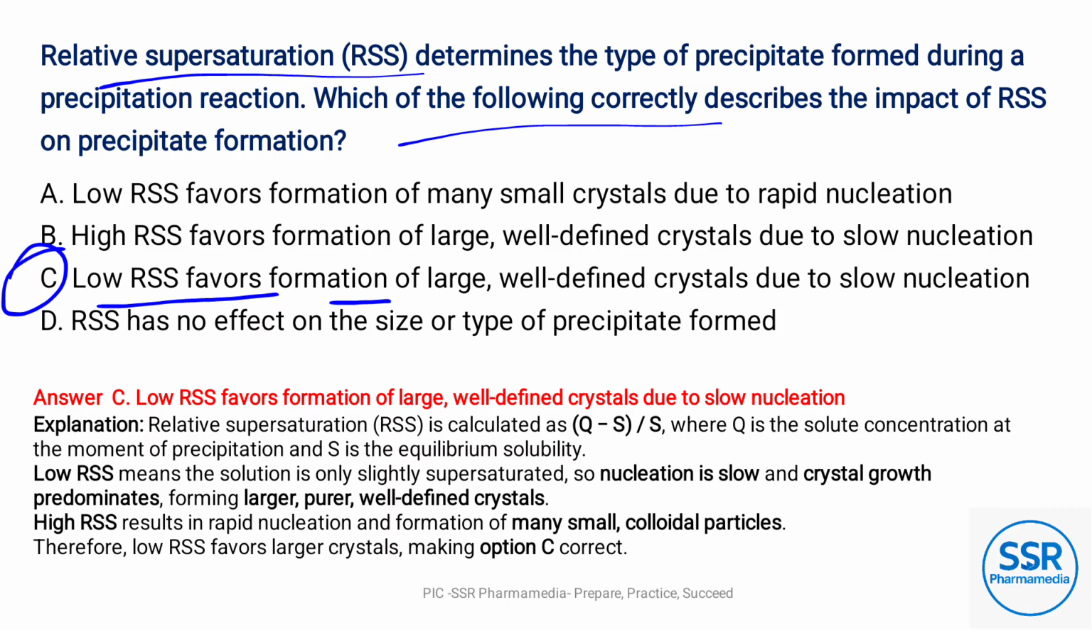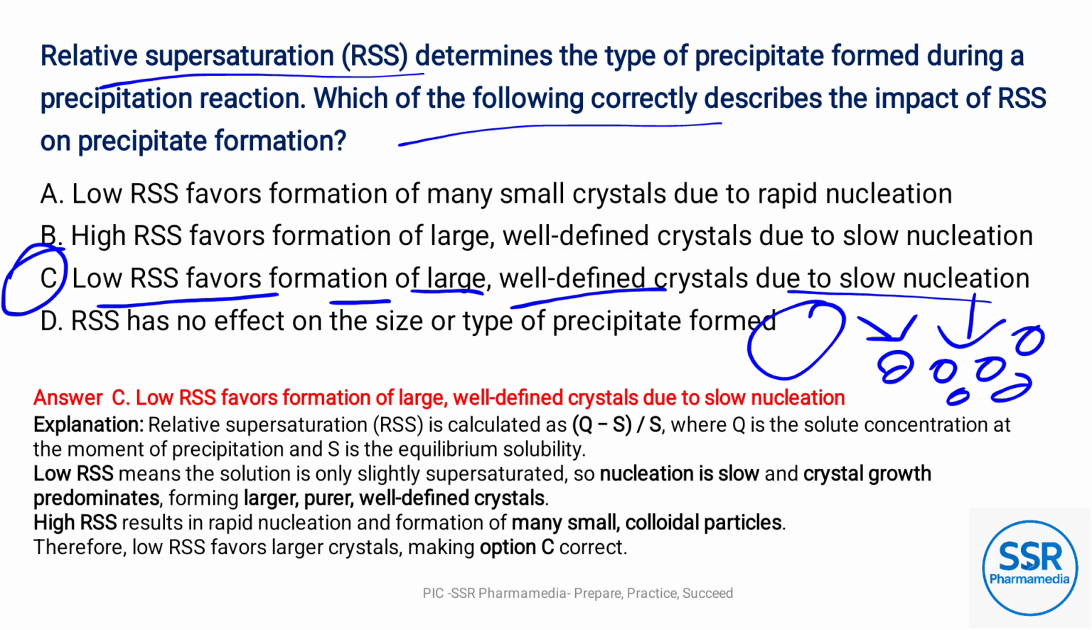RSS means relative supersaturation. Nucleation means the formation of many small particles. During nucleation, impurities may increase because the surface area increases.